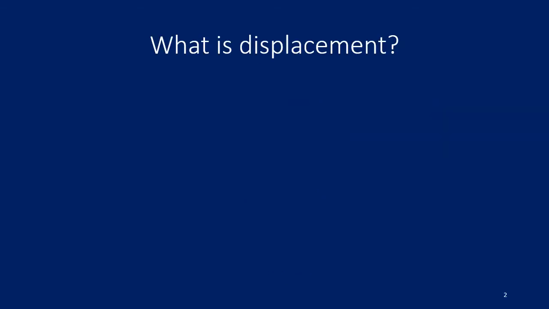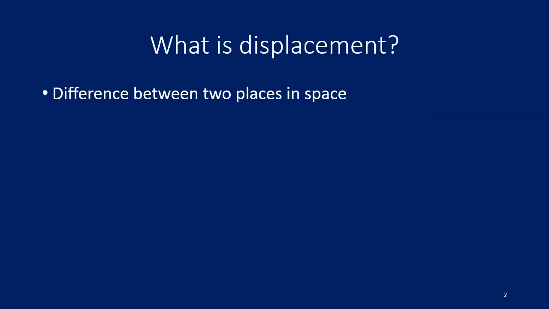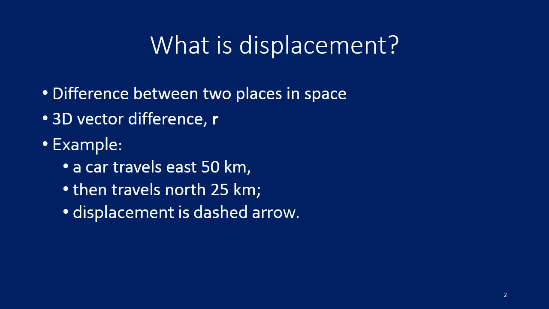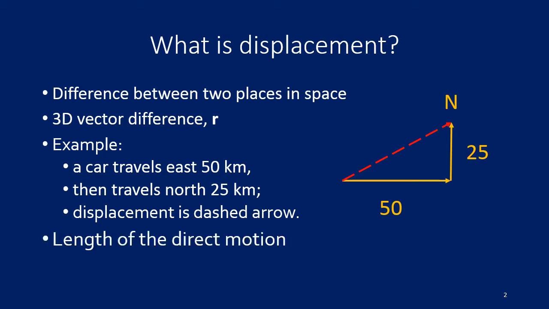What is displacement? Well, it's the difference between two places in space. It's the vector difference, and we'll use the letter R, boldface. An example would be a car travels east 50 kilometers and then travels north 25 kilometers. So displacement is the dashed arrow in the triangle to the right. That means it's the length of the most direct motion as well as the distance.